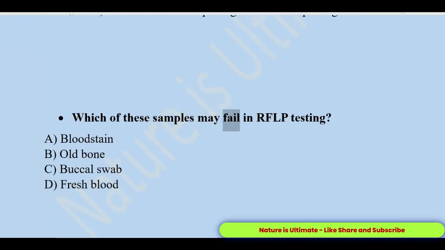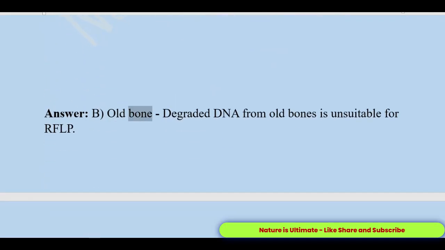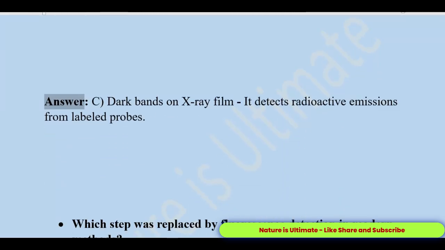Which of these samples may fail in RFLP testing? A. Blood stain. B. Old bone. C. Buccal swab. D. Fresh blood. Answer, B. Old bone. Degraded DNA from old bones is unsuitable for RFLP. Autoradiography produces A. Fluorescent peaks. B. Digital graphs. C. Dark bands on X-ray film. D. Colorimetric dots. Answer, C. Dark bands on X-ray film. It detects radioactive emissions from labeled probes.